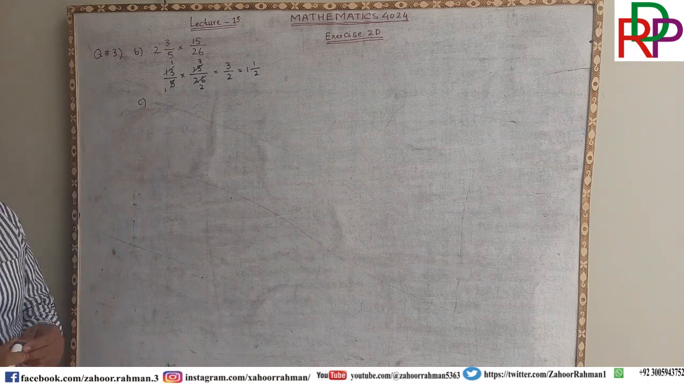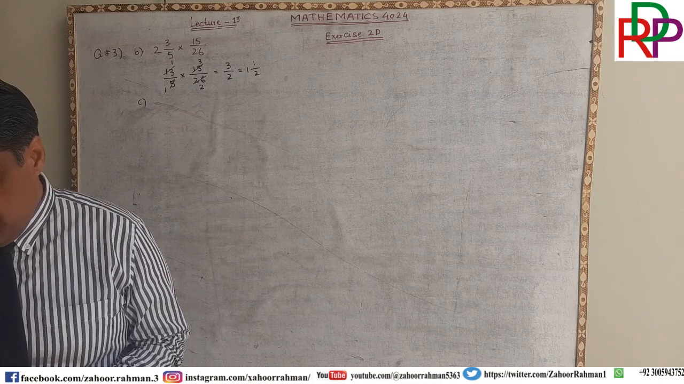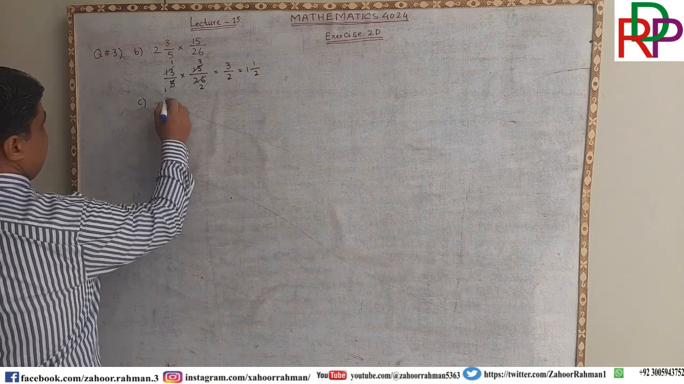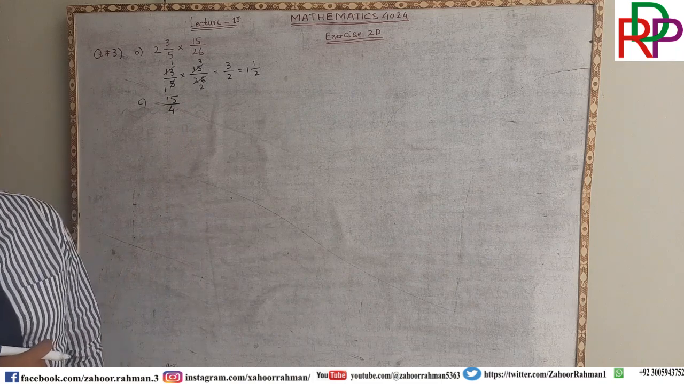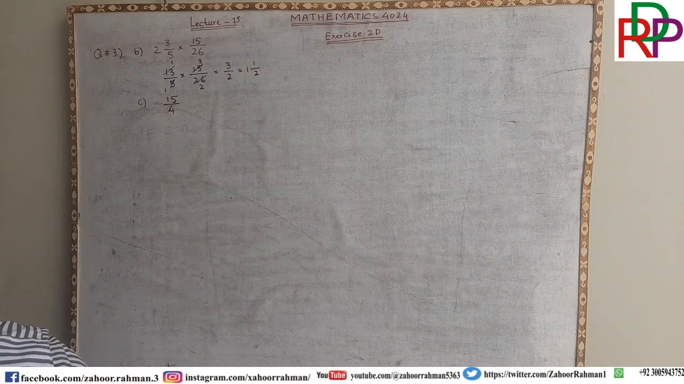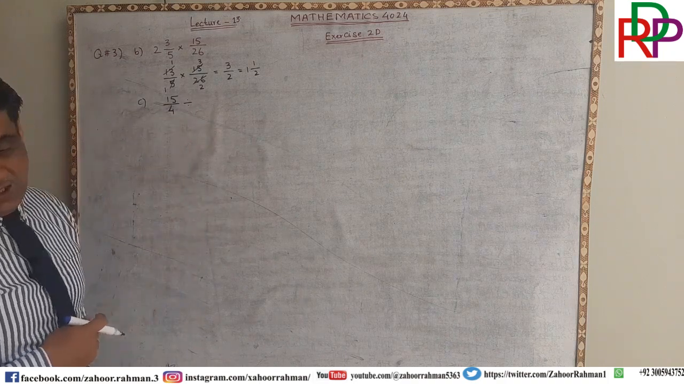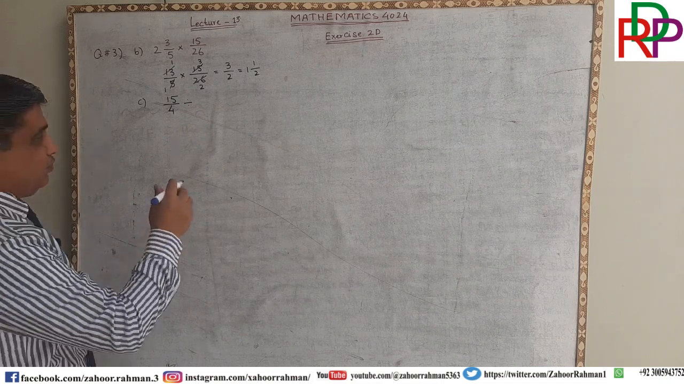Now we are turning our focus to part number C, which is 15 divided by 4, and then there is a symbol. Let me confirm whether it is division or plus. Yes, it is division. So we have to write the divide symbol and then 5 over 2.